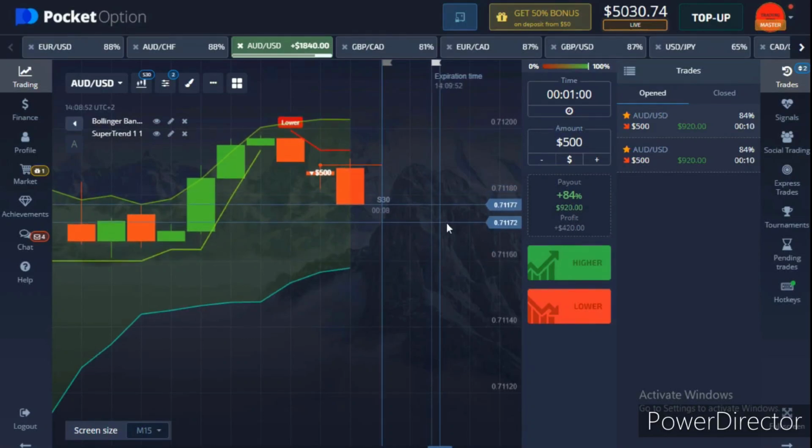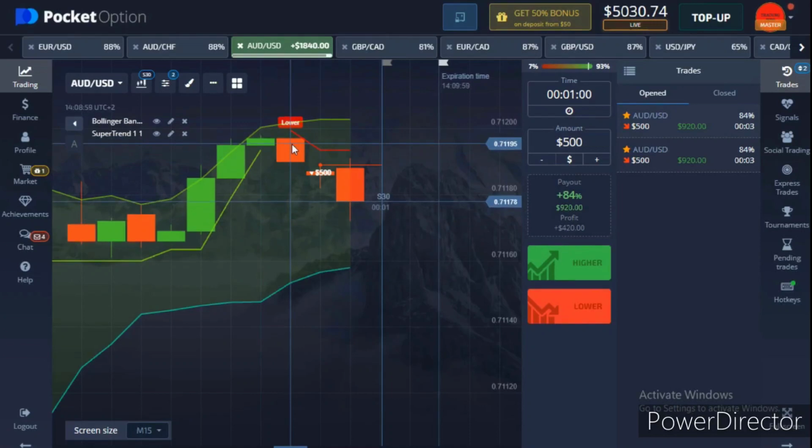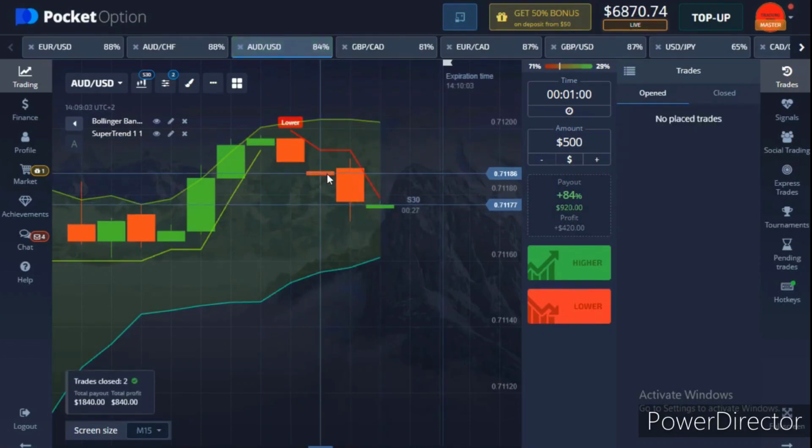All right, so guys, this is just what you have to look at. Always make sure that you study the first candle. It is very important, the super trend candle, before you place the trade on the next one that is generated. That's the number one thing.